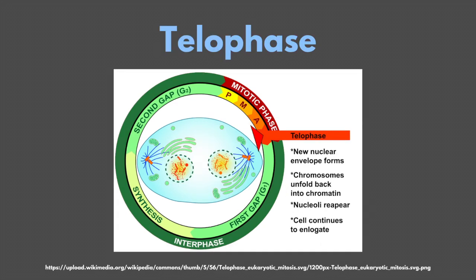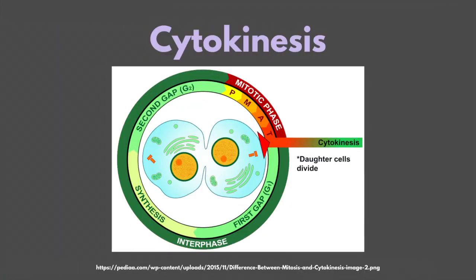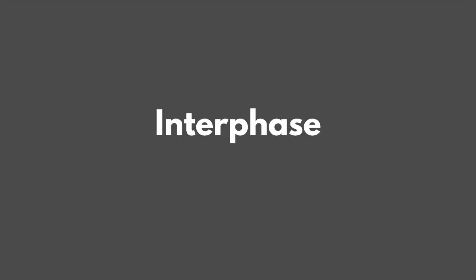During telophase, the new nuclear envelope forms, the chromosomes go back into chromatin form, the nucleoli reappear, and the cell continues to elongate. And then lastly, cytokinesis is when the cytoplasm divides to form two daughter cells. We are talking about a cycle here, so once the cell is done with M phase, it re-enters interphase.